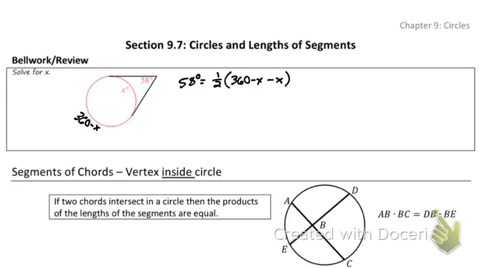Well, I'm going to multiply it. Yeah, let's just multiply everything by 2. It'll be fine. If I multiply everything by 2, I'm going to have 116 degrees equals 360 minus 2x. Then we're going to have negative 244 equals a negative 2x, so x will just equal 122 degrees. And that was A, I believe? Yeah, A. Correct answer A, 122 degrees.